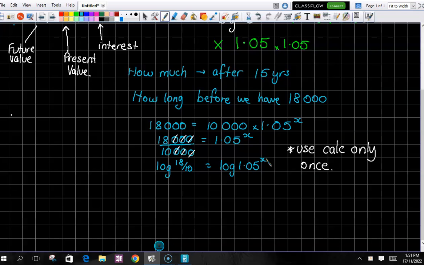And what now? Yeah, the whole reason we had to log was because we could use that great rule that allows us to bring our log downstairs. And as soon as it's downstairs, we can deal with it. So we end up with log 18 over 10 equals x log 1.05, and we finish off by doing what?